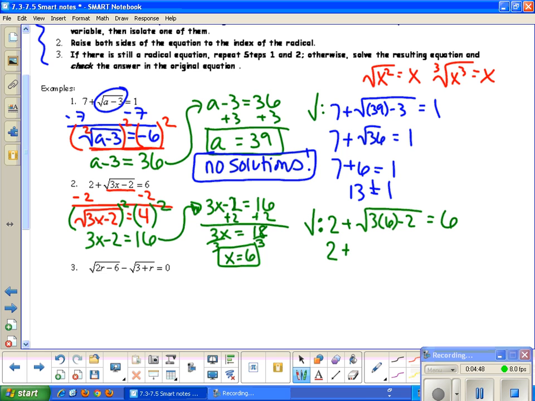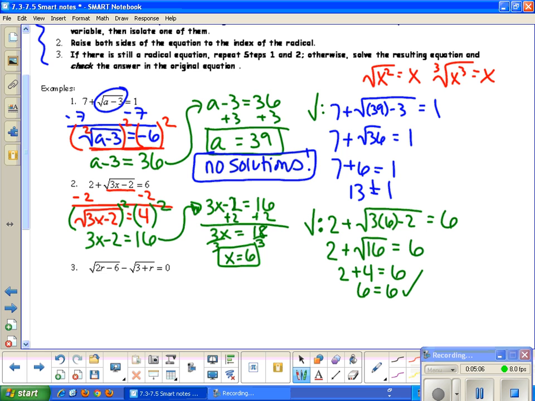So 3 times 6 gives me 18, and 18 minus 2 gives me the square root of 16. And then the square root of 16 is 4. So 2 plus 4 is 6, so 6 equals 6, so that checks out. So that means x equals 6 works as a solution.